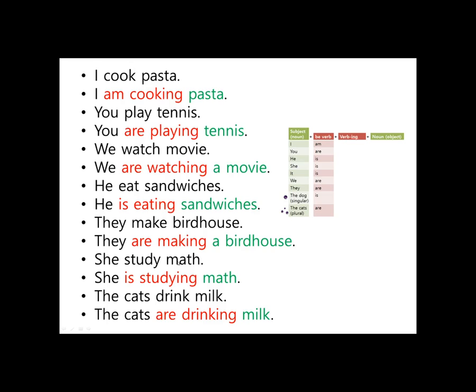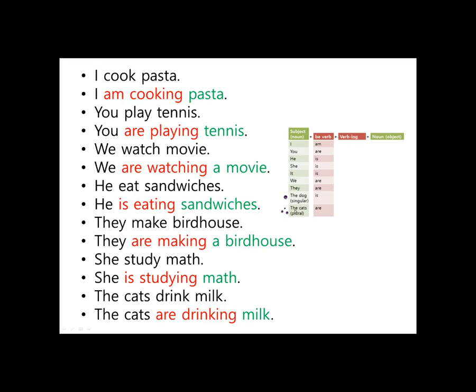She study math. She is studying math. And the cats drink milk. So we change it to the cats are drinking milk. So we have an S here on the subject, which means it's plural subject. So we need the be verb are. The cats are drinking milk.